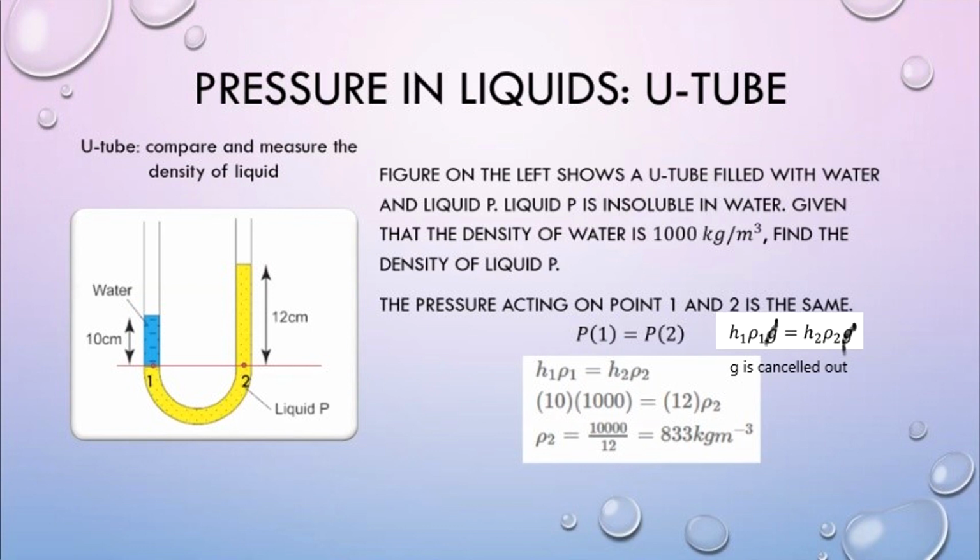In this diagram, we are required to find the density of liquid P. The pressure at point 1 and the pressure at point 2 will be the same. So by equating the pressure at 1 and the pressure at 2, we are able to find the density of liquid P, which is equal to 833 kilogram per meter cube.